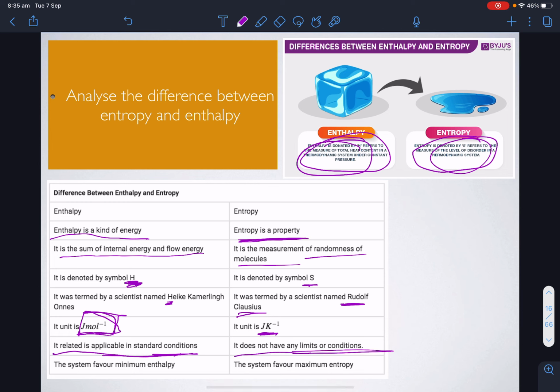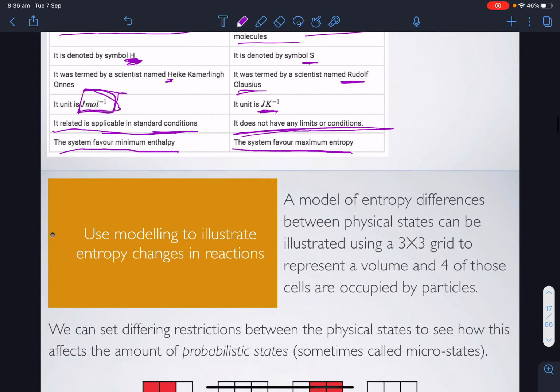Entropy can be applied to any conditions. Here's the big one. A system favors minimum enthalpy, or it wants to decrease in enthalpy. Okay, that's the enthalpic drive. The system favors maximum entropy. It wants maximum entropy. Okay, those two things.